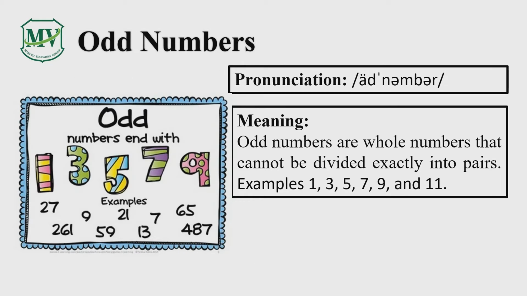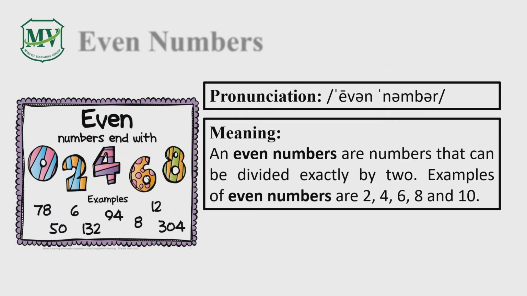Our next vocabulary is odd numbers. Odd numbers are whole numbers that cannot be divided exactly into pairs. Examples of odd numbers are 1, 3, 5, 7, 9, and 11. Now, it's time for you to say the word. That's wonderful!